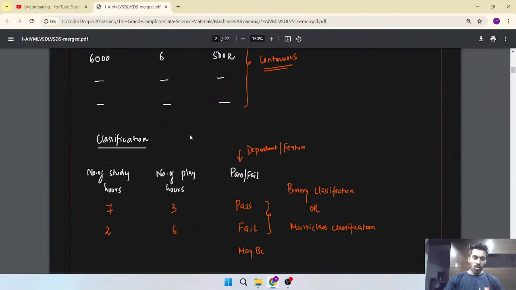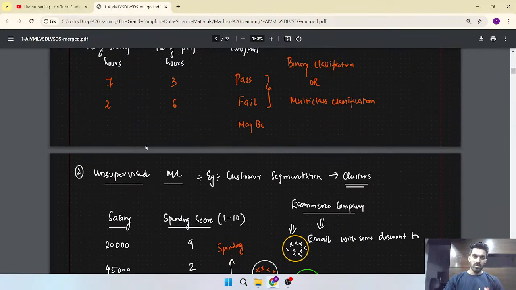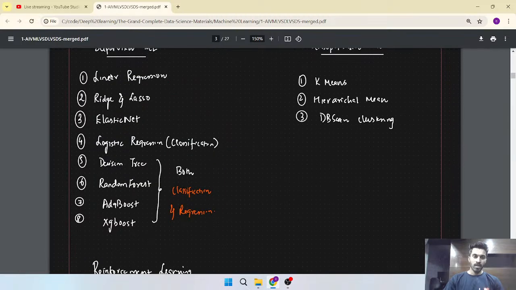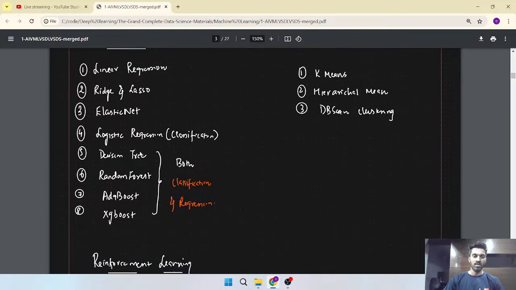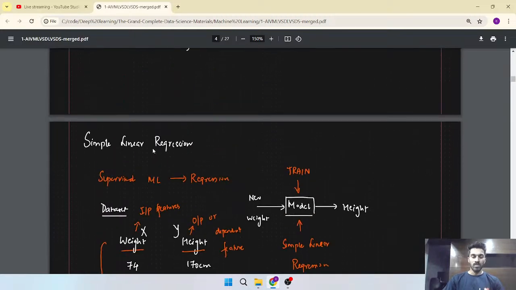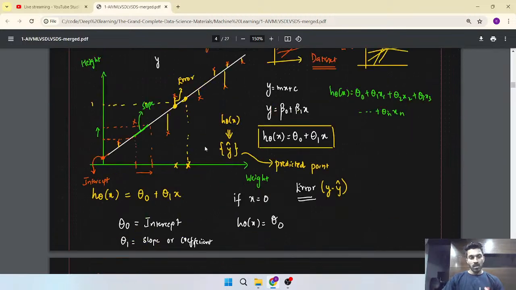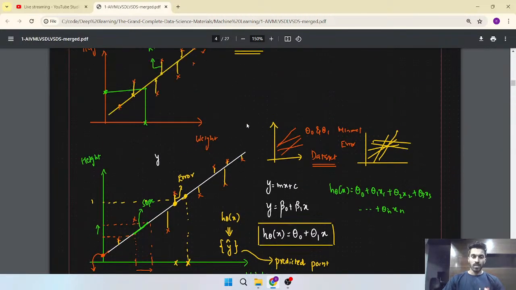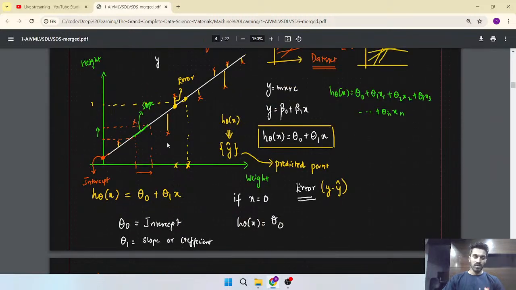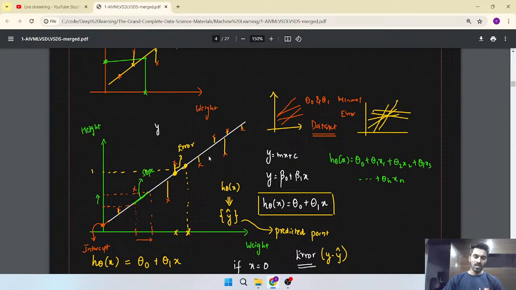And these are some of the algorithms I have taught you. In supervised, these are the algorithms I have covered: linear regression. Today I am going to explain ridge, lasso, elastic net, and logistic regression. So now the question arises: is linear regression impacted by outliers?